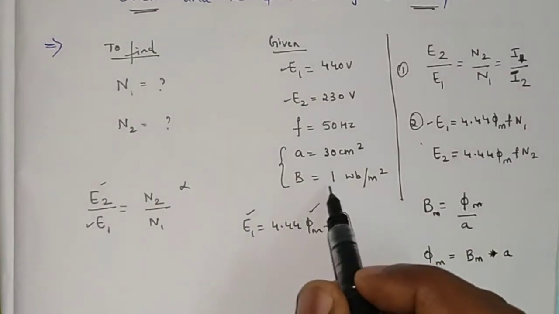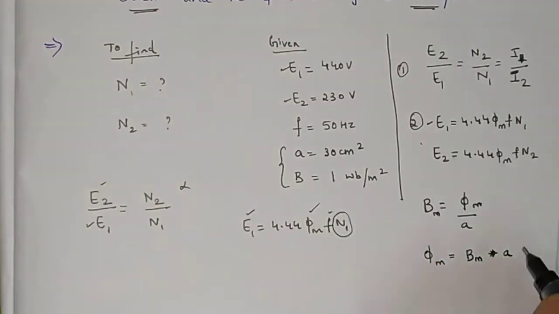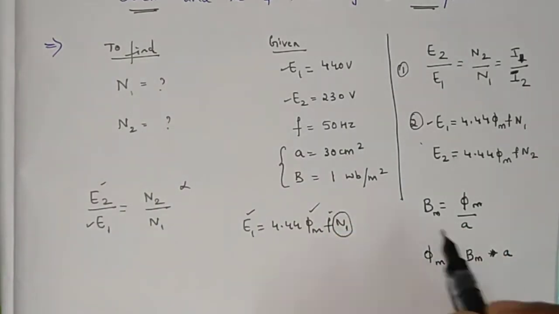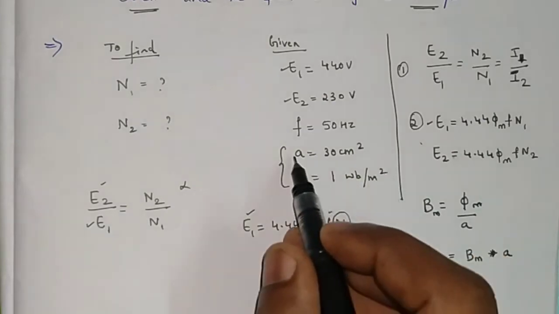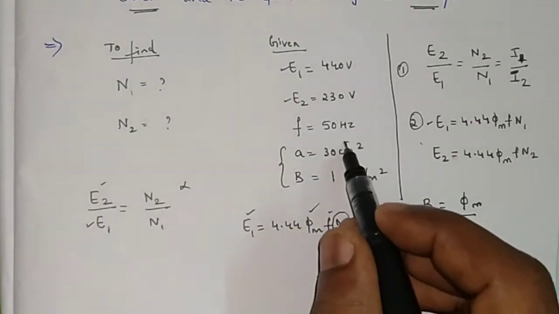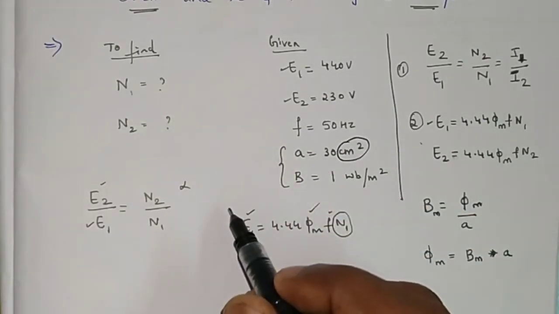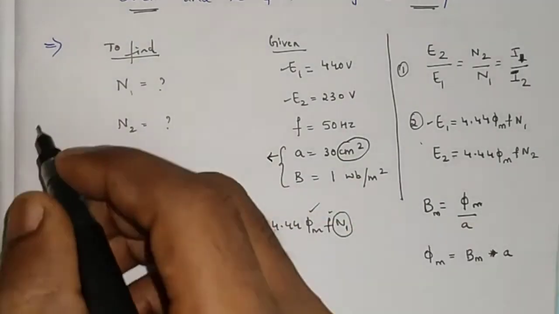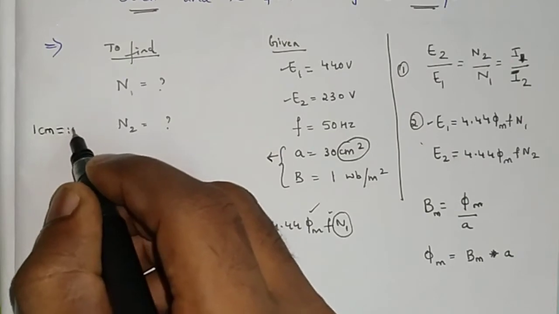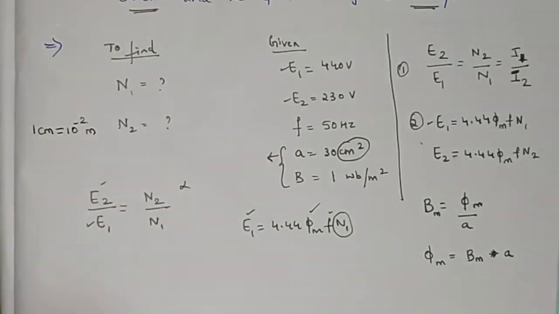Now flux density is given as 1 Weber per meter square, area is given as 30 centimeter square. So before substituting in this formula, you can just see the unit for flux density, that is meter square. When I substitute area in this formula, this is in centimeter square. I need to convert this to meter square. So how to convert centimeter into meter? You know that 1 centimeter is equal to 10 raised to minus 2 meter.